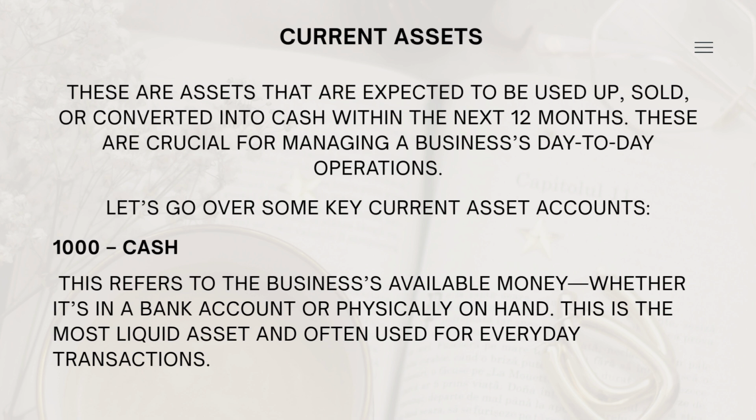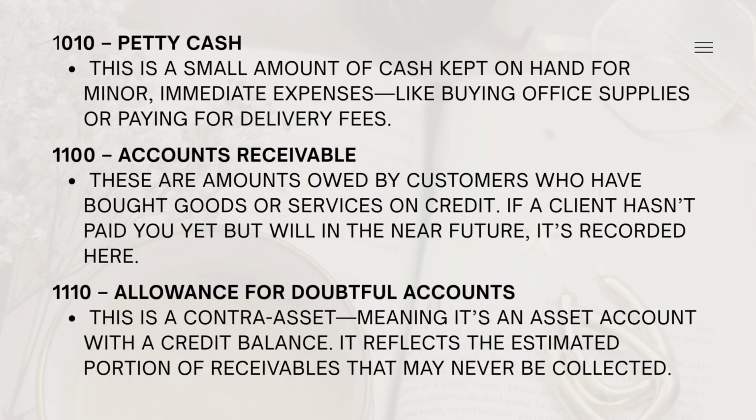Let's go over some key current asset accounts. 1000, cash. This refers to the business's available money, whether it's in a bank account or physically on hand. This is the most liquid asset and often used for everyday transactions. 1010, petty cash. This is a small amount of cash kept on hand for minor, immediate expenses, like buying office supplies or paying for delivery fees.